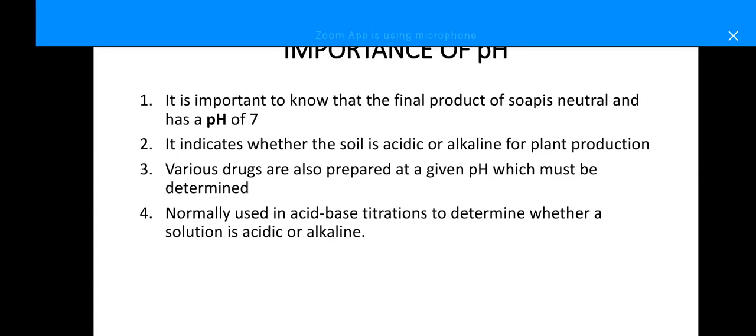Okay, number 4. They are not usually used in acid-base titration to determine whether a solution is acidic or alkaline. So in the next slide, I'm going to explain the use of acid-base titration.